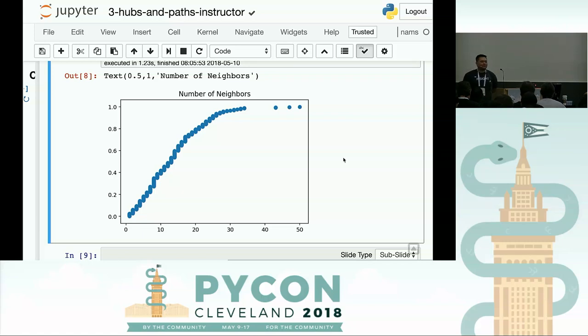For those of you who are doing exercise 3, you get a straight y equals x, right? Yeah. Just a sanity check, that's all. Yes, scatter plot of degree centrality against number of neighbors.